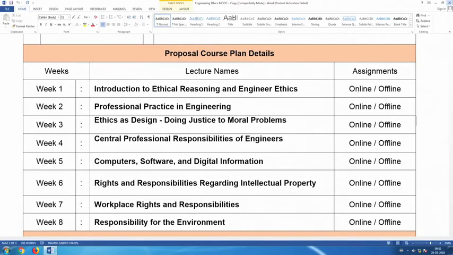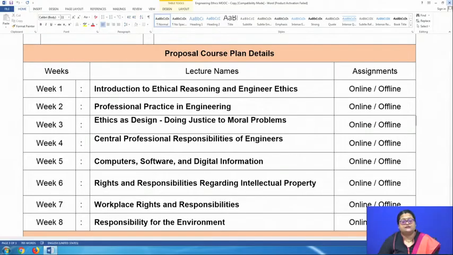The proposed course plan is as follows. In week 1, we will go for introduction to ethical reasoning and engineering ethics. Week 2, professional practice in engineering. Week 3, ethics as design, doing justice to moral problems. Week 4, central professional responsibilities of engineers. Week 5, computers, software and digital information. Week 6, rights and responsibilities regarding intellectual property. Week 7, workplace rights and responsibilities, and week 8, responsibility for the environment.